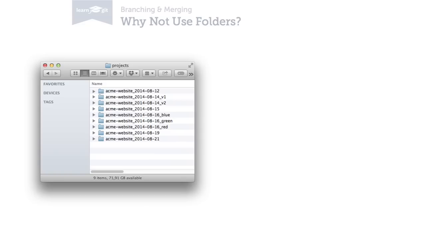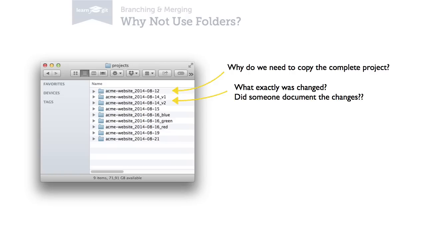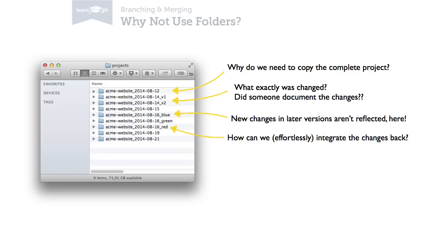For example, in a folder, you copy the complete project on your disk, which is very inefficient. When you have a couple of those folders, how do you know what exactly was changed there? Did anyone take the time to document this? Very unlikely. Also, the contexts become outdated very quickly, because the project moves on with other changes. And lastly, how do you integrate your changes into the main project again? By searching for the changed bits and fiddling them into the current version? Very tedious and error-prone.